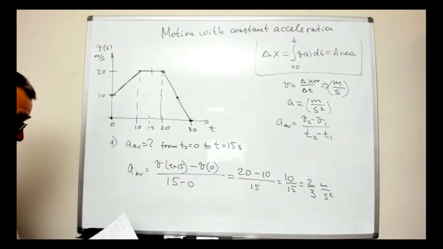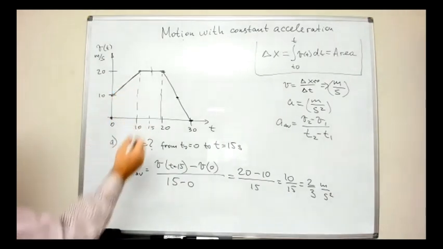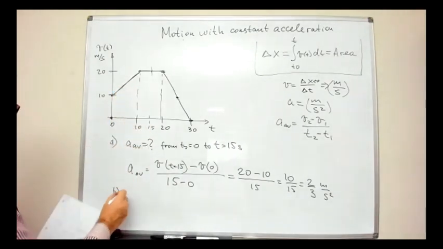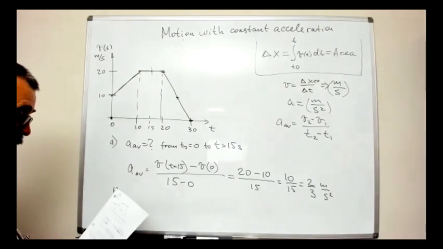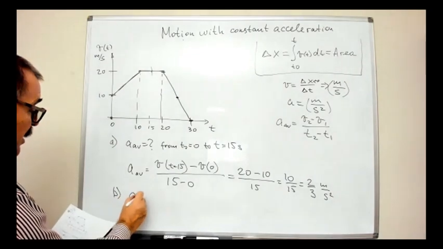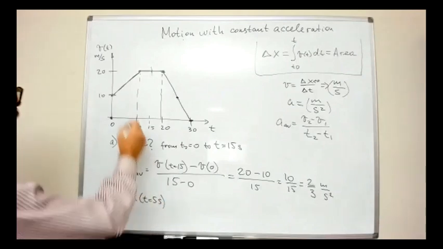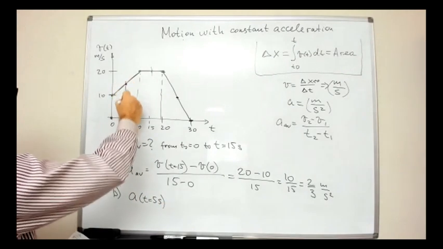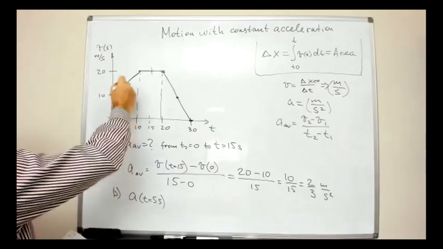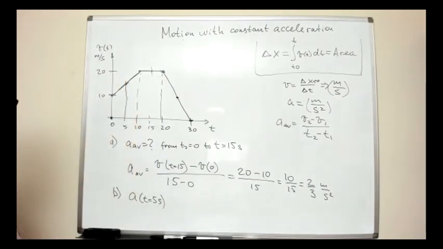All right, so a relevant question for this diagram is also question B: what is the instantaneous acceleration at t equals 5 seconds, right? So at this point, at this moment of time, 5 seconds, what's the instantaneous acceleration here?